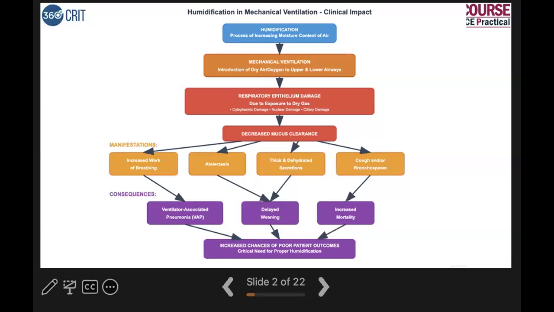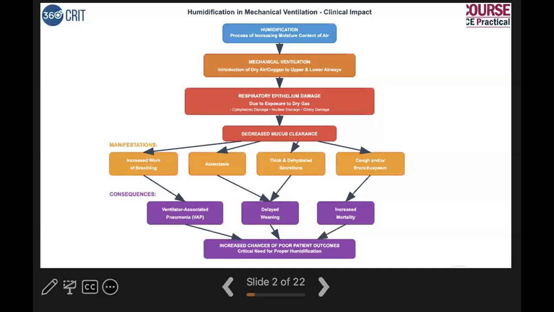They are going to have increased work of breathing to overcome this resistance. There could be atelectasis because of the mucus plug. There could be thick secretions which you may not be able to take out with normal suctioning, and the patient can end up having severe cough or bronchospasm. Overall, all of this can lead to secondary ventilator associated pneumonia, delayed weaning, and increased mortality, which may eventually lead to poorer patient outcomes.